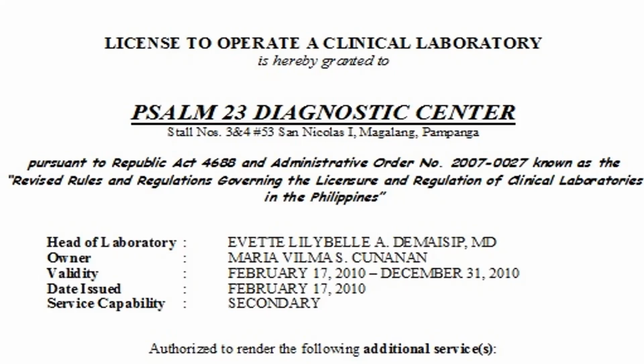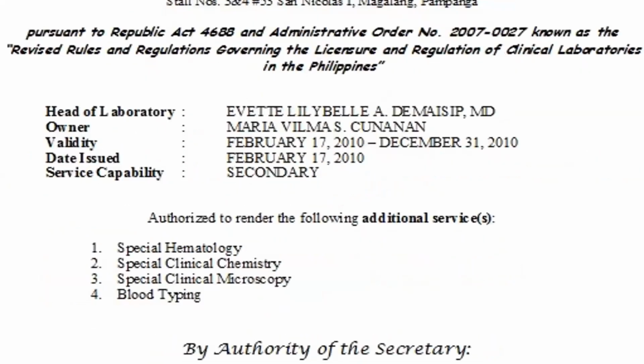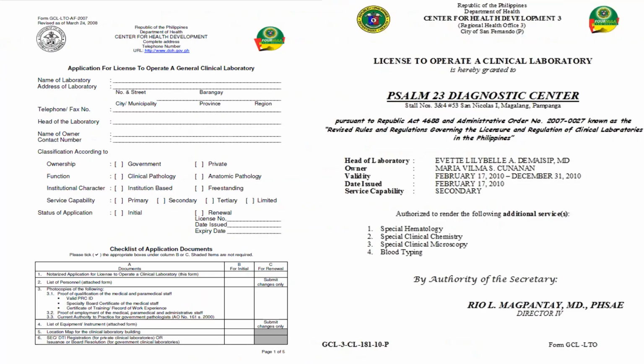Okay? Provided also in the certificate or the license to operate are the capability to do the specialized hematology, specialized clinical chemistry, special microscopy techniques, and blood typing. Again, take note, guys, it is a must for all laboratories that we must display their license to operate in their clinical laboratory.